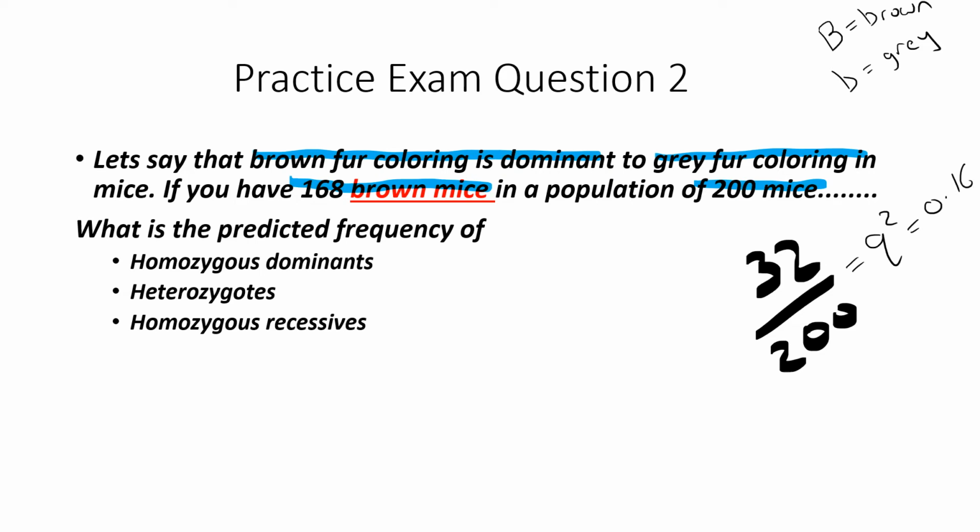We then take the square root to get q, which gives us a value of q of 0.4. If we know q, well, 1 minus the 0.4 will give us a value for p, which means that p equals 0.6.